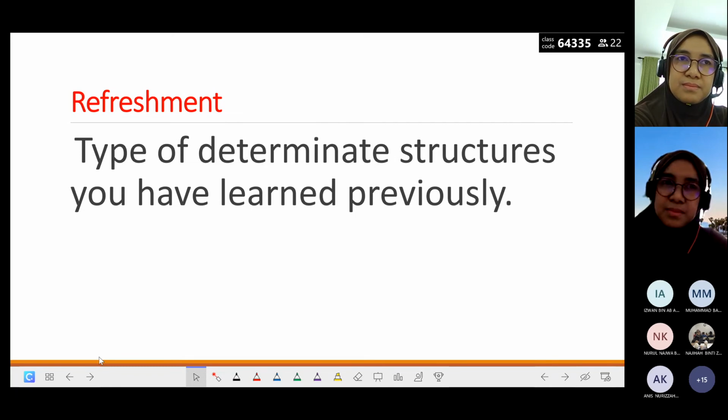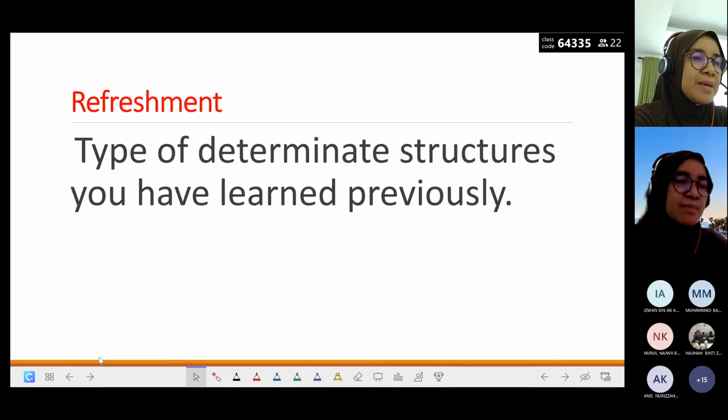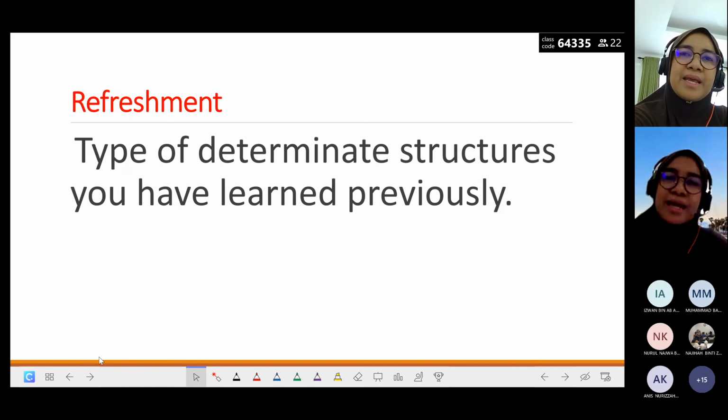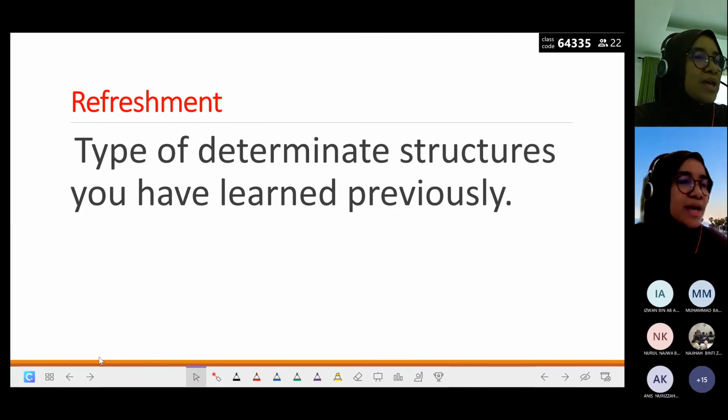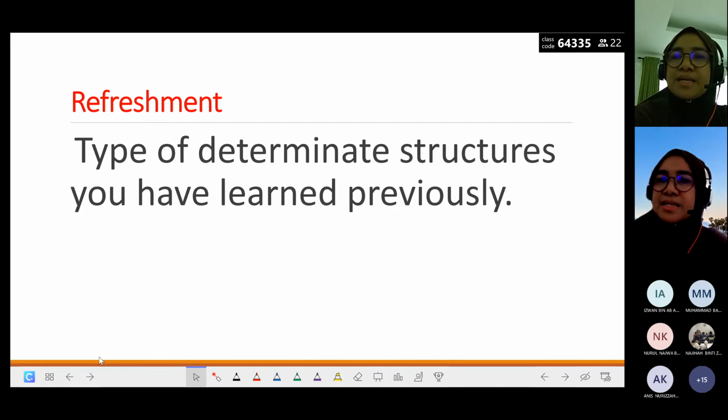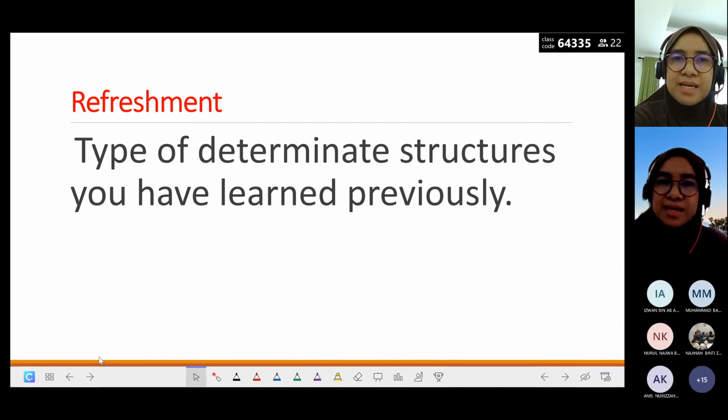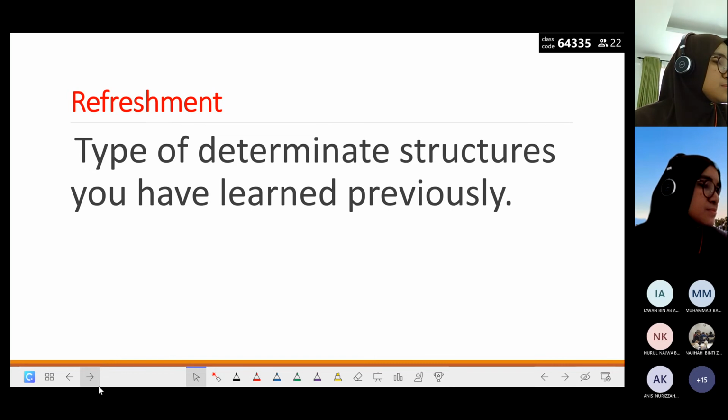Simply supported beam. Okay, right. Any other answer? Frame. Frame, correct. Lagi? Cantilever beams. Okay, any other answer? Arch, trusses, cable. Any more?